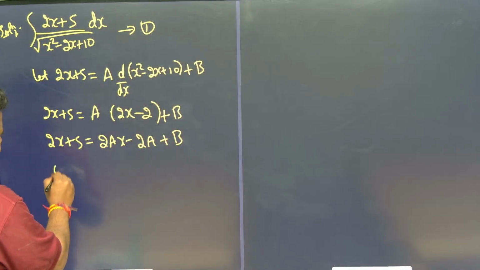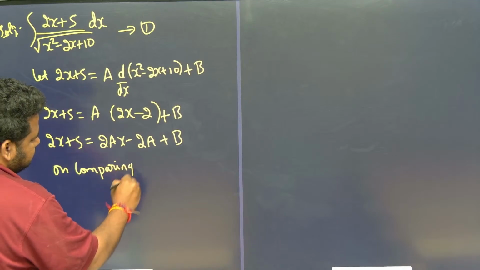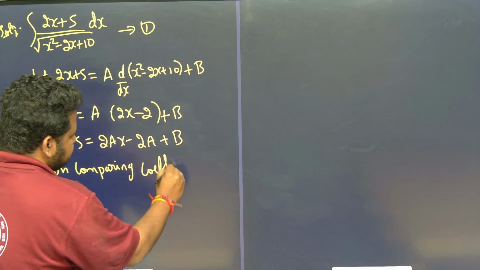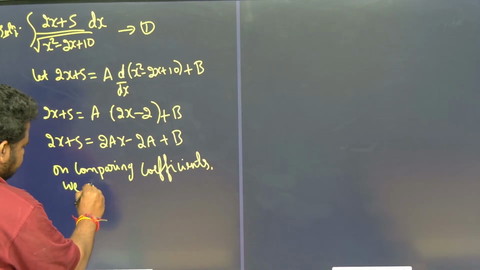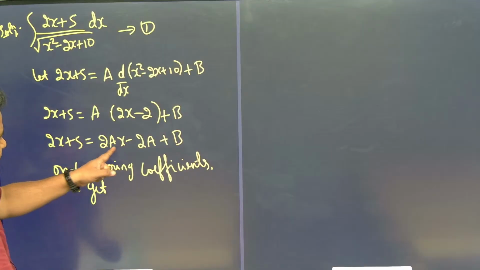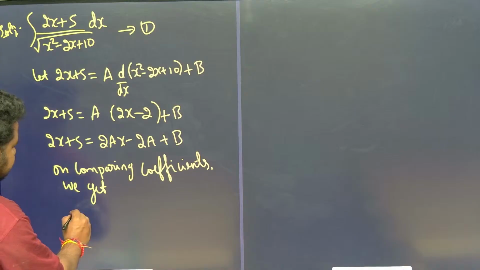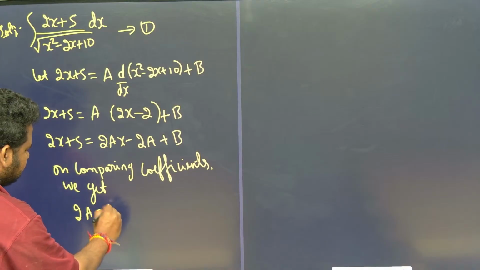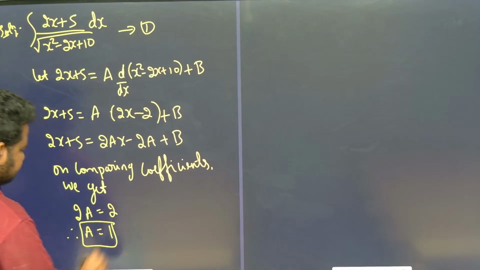Okay, on comparing coefficients, you have to do the comparing coefficients here. On comparing coefficients, what do we get? Coefficient of x is here 2a. Here x is 2. So we get 2a will be equal to 2. This implies, therefore a will be equal to 1. 2 and 2 cancel.